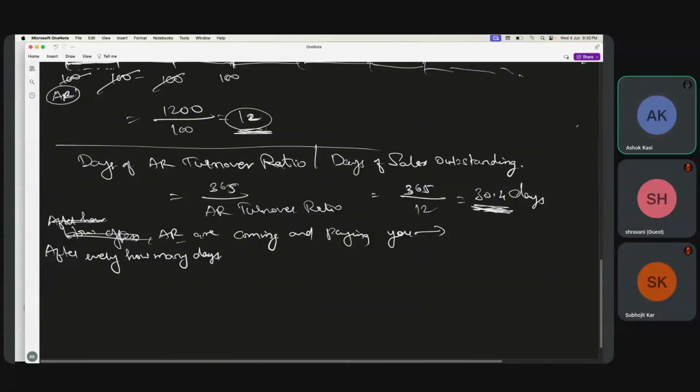Why is it not a good sign? Because you are taking money from them too soon. If you are taking money from your debtors too soon, they may leave you and go to your competitor. And suppose you are taking too late, imagine the industry is 10 days and you are taking money in 30 days, then also it is not a good idea because you are giving too much time to your debtors. So you are blocking your working capital.